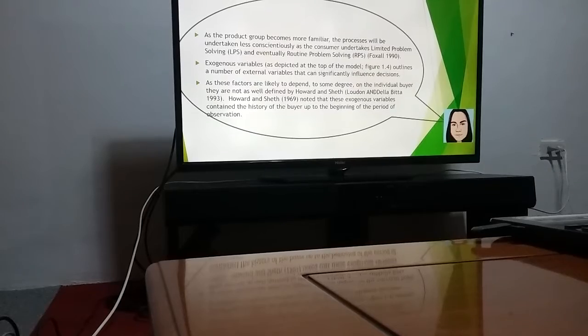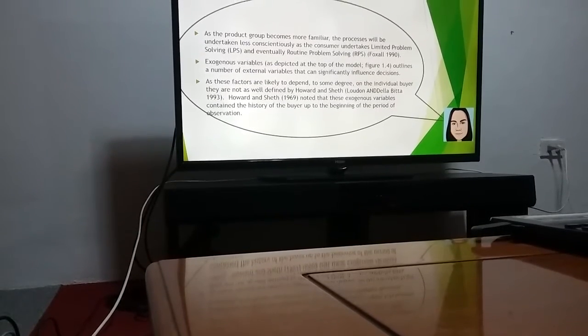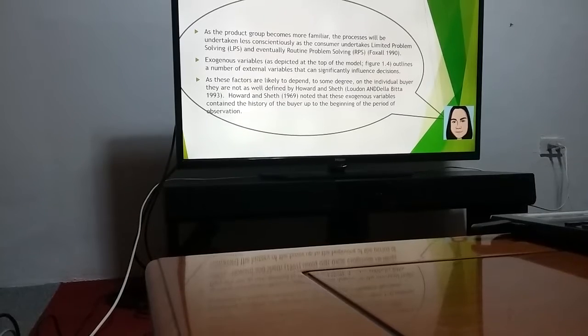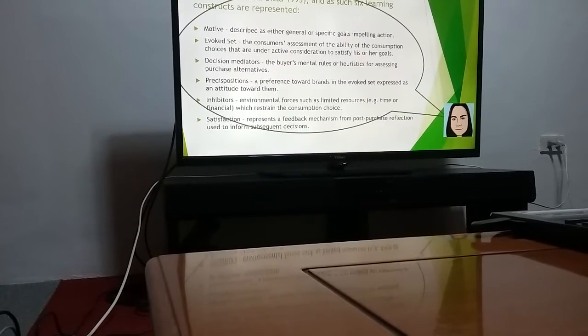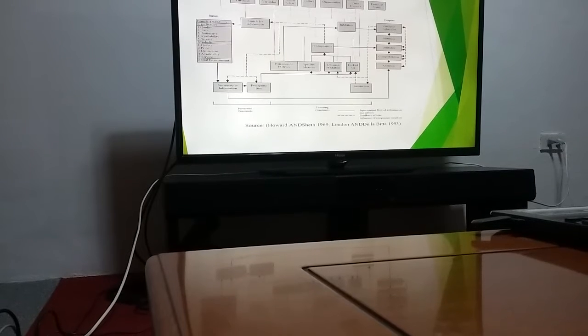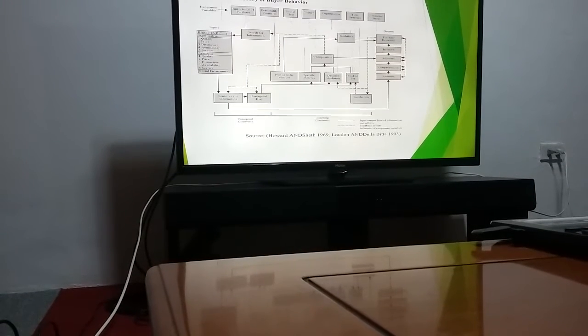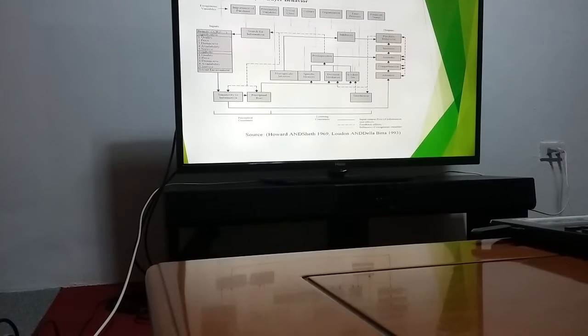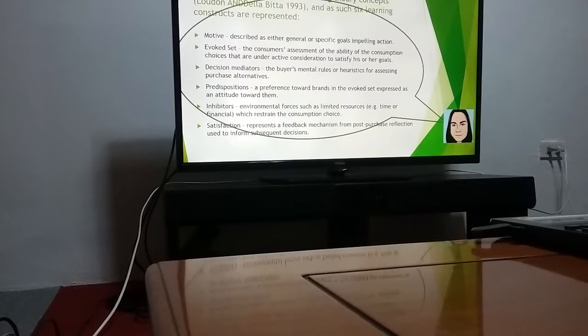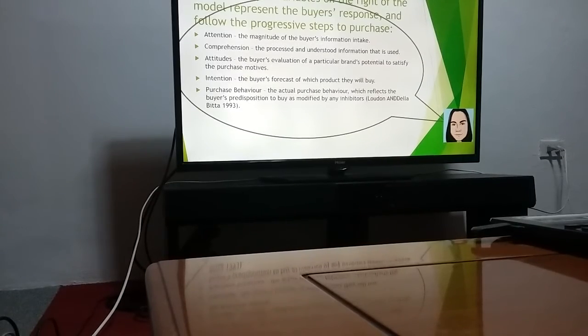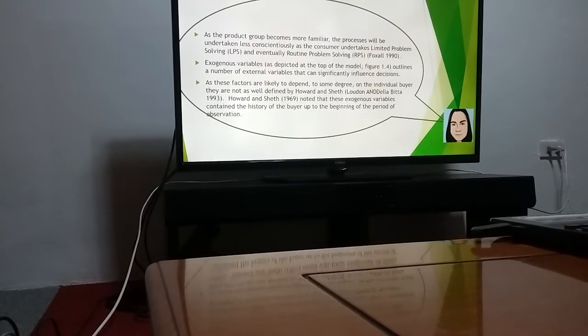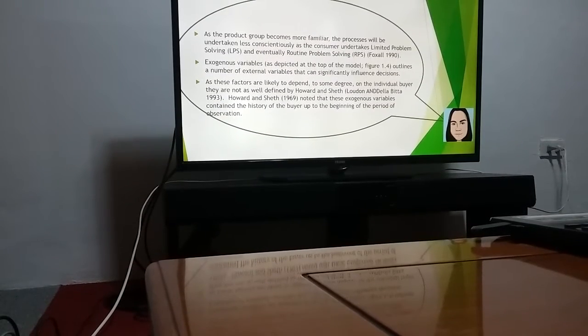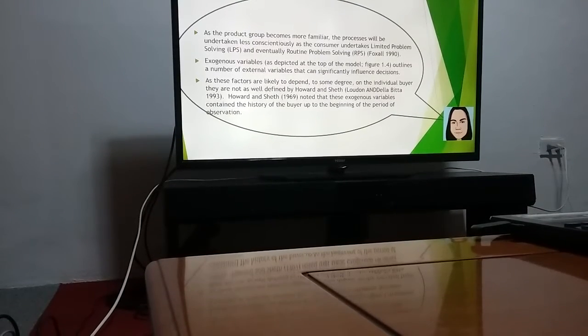Okay? So, exogenous variables outlines a number of external variables that can significantly influence decision. So, balik tayo sa exogenous variables. Ano ba itong mga to? So, these are the importance of the purchase. Dun sa taas. Personality variable, social class, culture, organization, time pressure, and financial status. Okay? So, as these factors are likely to depend to some degree on the individual buyer, they are not as well defined by Howard and Sheth. They noted that these exogenous variables contain the history of the buyer up to the beginning of the period of observation.